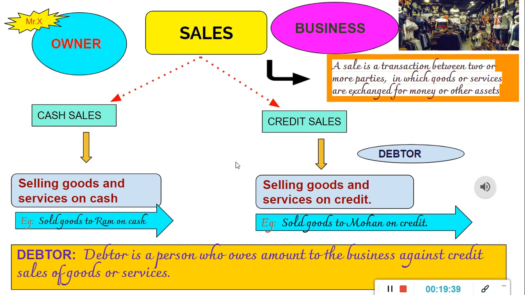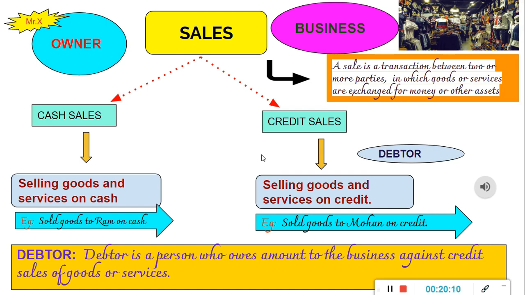In creditor, money goes out. We have to pay. The business has to pay. But here, debtor means we will get money later. So it is an advantage for the business. What is a debtor? A debtor is a person who owes an amount to the business against credit sales of goods or services. Clear? Here, who is the debtor? Mohan is the debtor of the business.